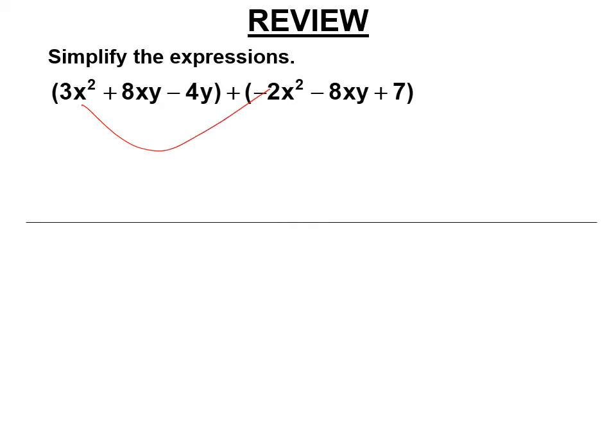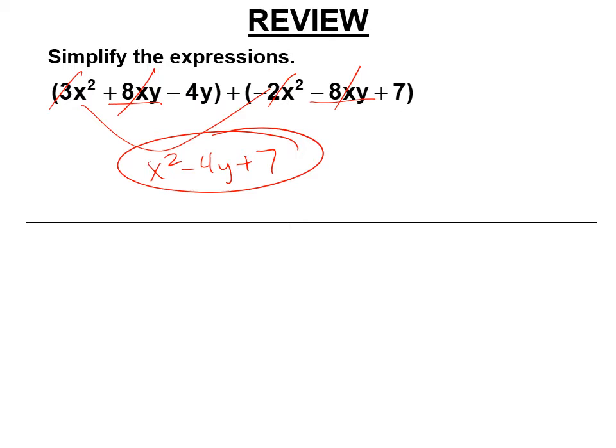And you're adding like terms. You truthfully already know how to add like terms. 3x squared plus negative 2x squared, x squared. Don't write 1x squared, just x squared. 8xy minus 8xy, that's 0, right? So I don't have to write 0. All right, those are done. Negative 4y, all right, plus 7. That's the answer, right? Because there are no more like terms. We combined our like terms.